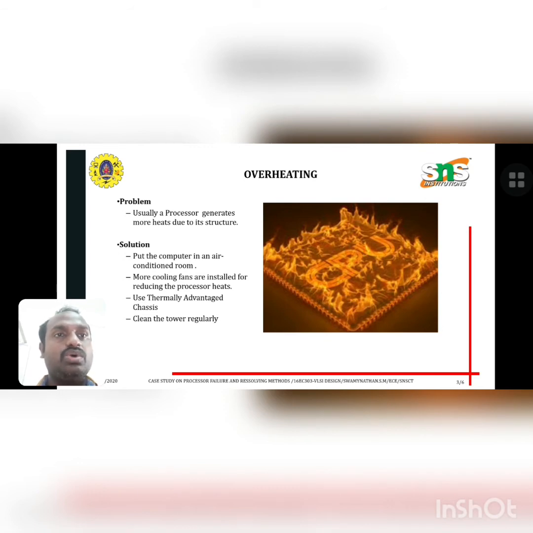The first one is overheating. Overheating means that if we are using computers, laptops or any system continuously, overheating occurs in the processors, and it affects the system performance. So what are the solutions we need to make the recovery? First, put the computer or any system in an air conditioned room, that is an AC room. The next one is cooling fans. Cooling fans are installed in the computer for reducing the heat.